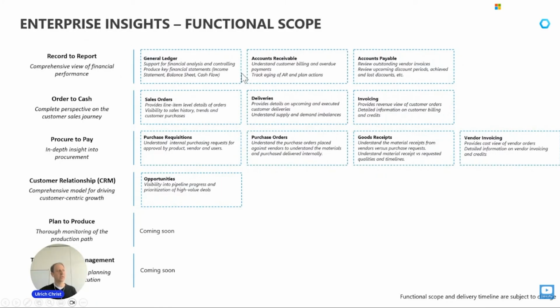So when it comes to the financials area, we have support for general ledger, accounts receivable, accounts payable. We do sales orders, deliveries, invoicing on the SD side. And also on the purchasing side, we have a lot of capabilities here. This is still growing, right? I think this is the current state of things.